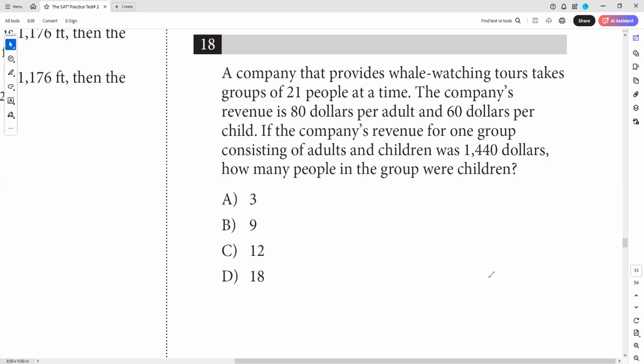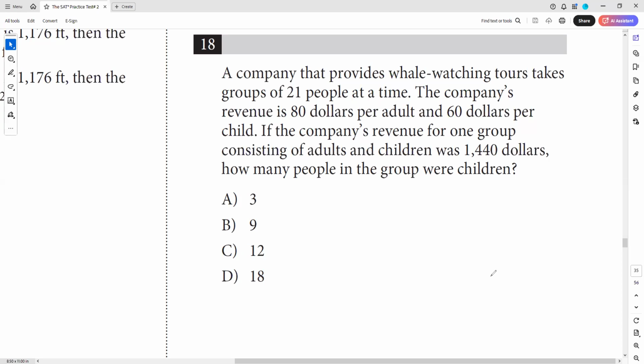Okay, Mr. Serrano here. So we're moving on to question 18. We're going to do question 14 probably on a separate video. Here we have a company that provides whale watching tours, takes groups of 21 people at a time, adults and children. You can read the whole problem by yourself. You don't need me to read it for you.